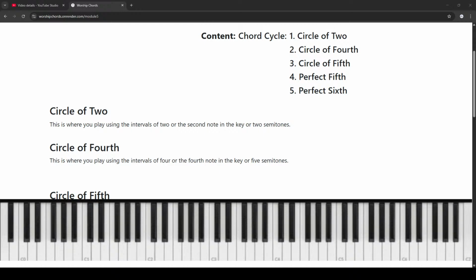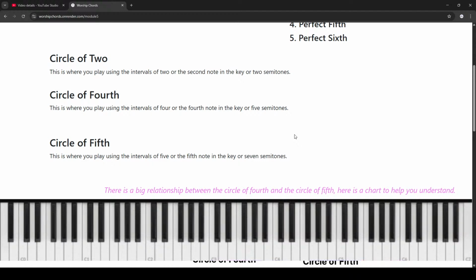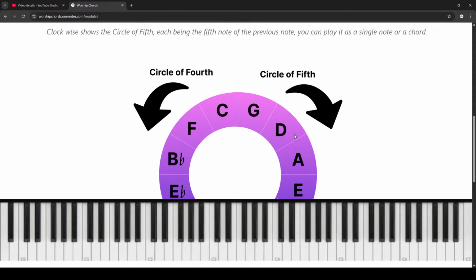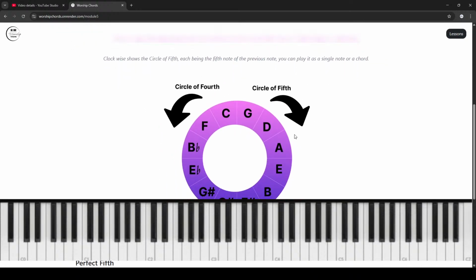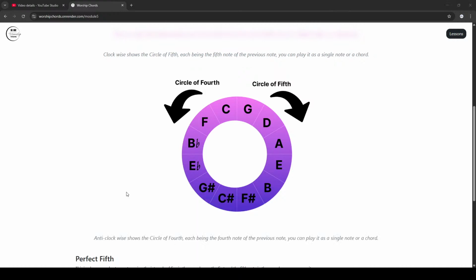In the circle of 2, there is nothing much to it. Now let's switch to the circle of 4th. Here is where things get a little bit interesting. In the circle of 4th you play a sequence of note 1 and note 4 on the same key, and in the circle of 5th you play an interval of note 1 and the 5th note on the same key. For example, let's look at this chart below. You can see clockwise we are going to tackle the circle of 5th, and the anti-clockwise has the circle of 4th. Now this is what I mean.